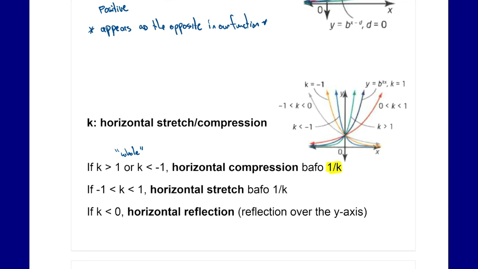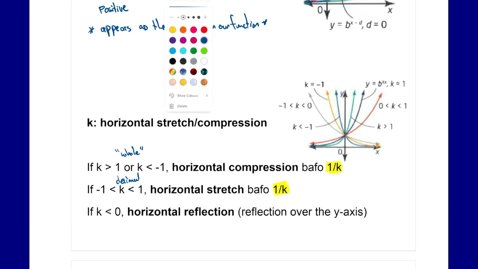If it is a decimal, so it's between -1 and 1, that's a horizontal stretch by a factor of 1 over K. So we still have to do that 1 over K, even though it's an exponential. That doesn't change what we have to do to our transformations.